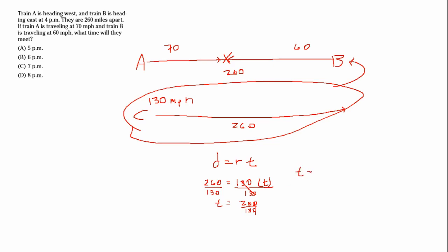You can cross out the zeros to make the problem a little easier. You're left with t equals 26 over 13. And of course, 26 divided by 13 is 2. So in other words, it will take these two trains at their differing rates 2 hours to cover 260 miles. They left at 4. 4 plus 2 hours is 6. Okay? Again, think about these problems as combined rates. The math is identical.